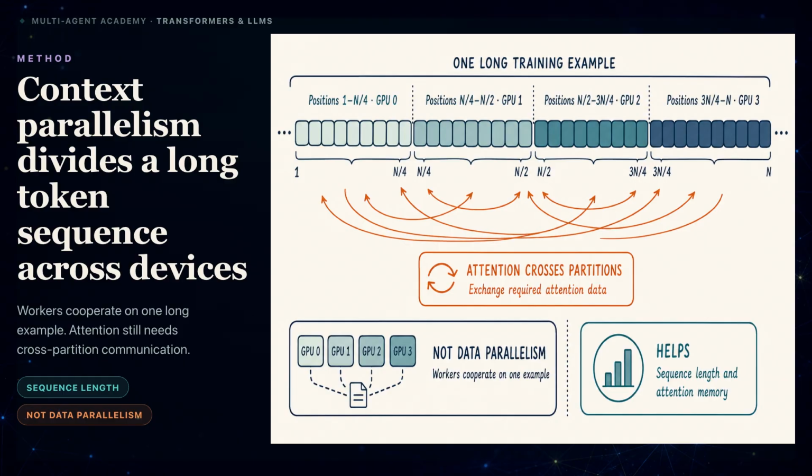The exact communication pattern depends on the attention implementation and training framework. Moving query, key, value, or partial attention data between devices can become the new limit. Context parallelism is useful when sequence length or attention memory prevents the example from fitting efficiently on one worker. Measure memory per device, communication per attention layer, and step time as the sequence grows. This method divides token positions. It does not make attention local unless the model architecture explicitly uses a local attention pattern.